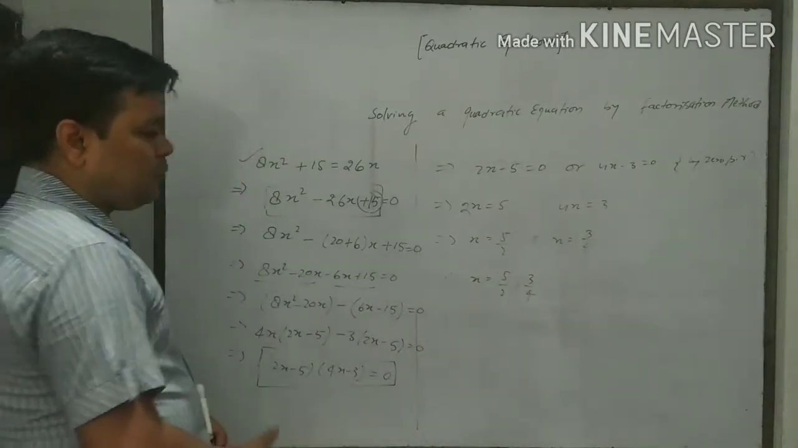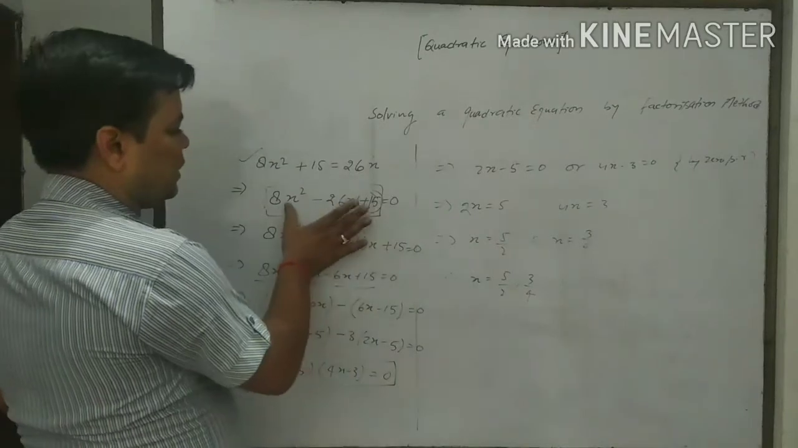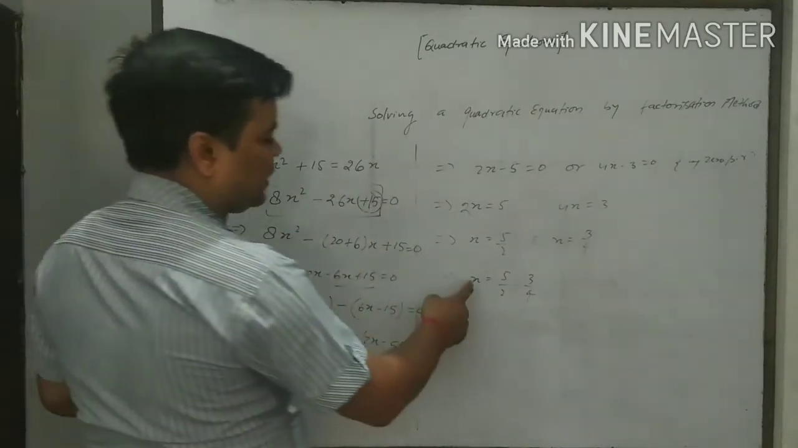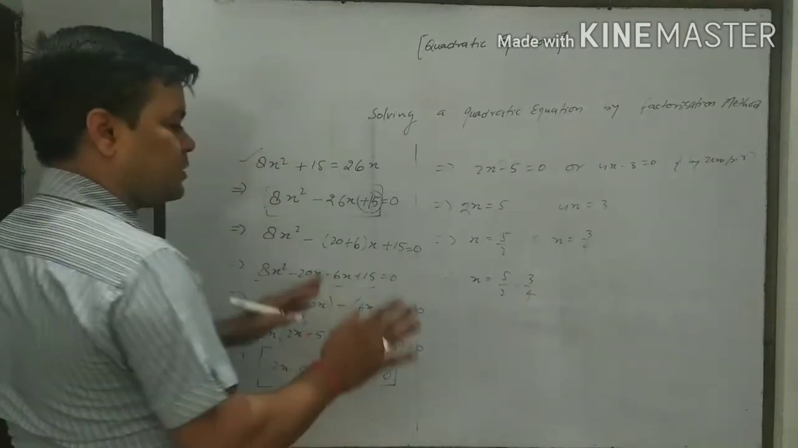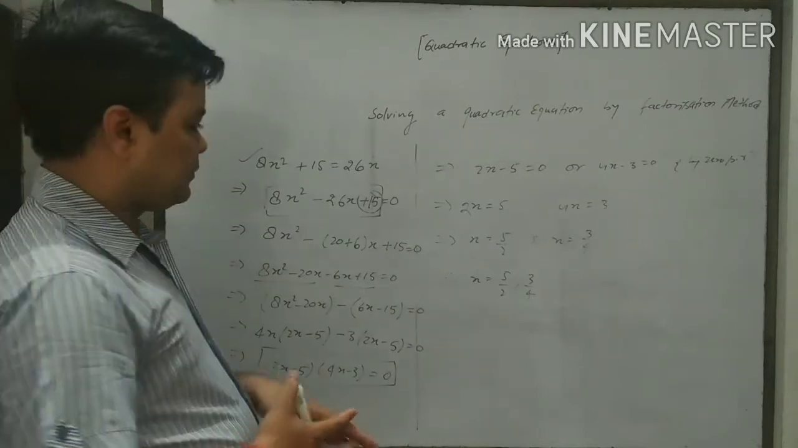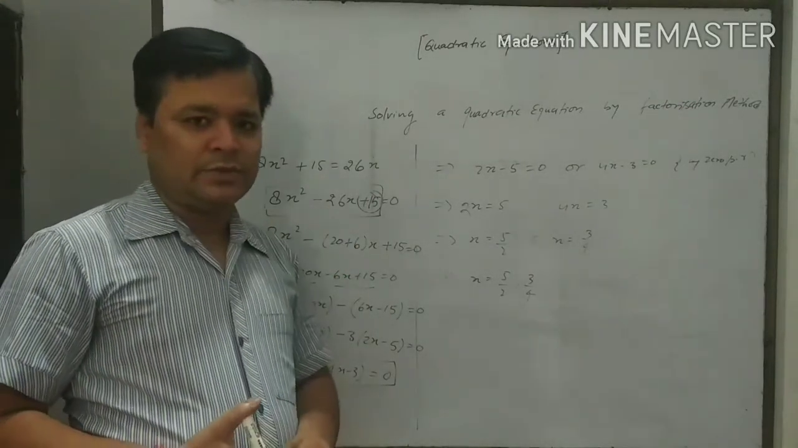Now, if we put the value of x is equal to 5 by 2 here, then left hand side will be equal to right hand side. Similarly, if we put x is equal to 3 by 4, in this condition also left hand side will be equal to right hand side. In this way, we can solve the quadratic equation.